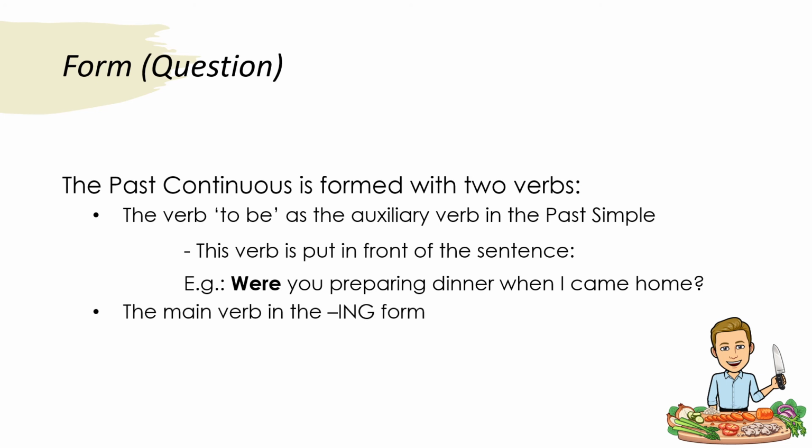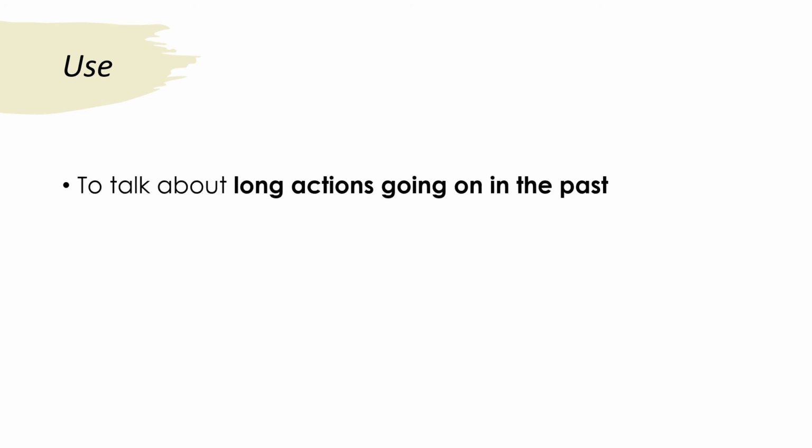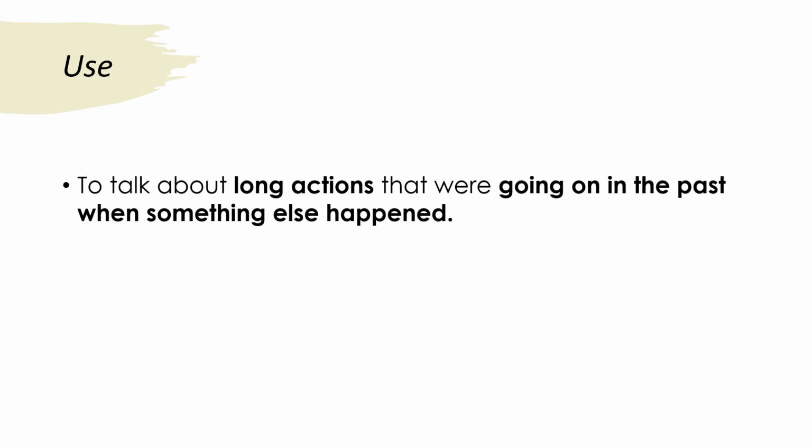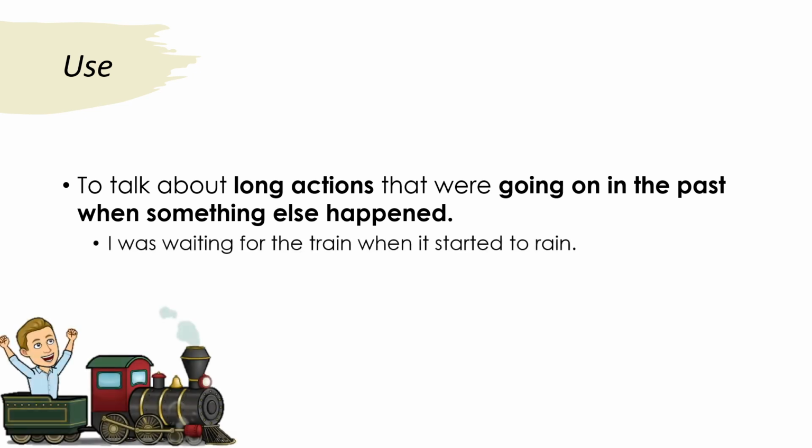Now that we know how to form a past continuous, it is also important to know when to use it. We have two reasons for this. To talk about long actions going on in the past. While I was doing homework, my father was cleaning the house. Or to talk about long actions that were going on in the past when something else happened. I was waiting for the train when it started to rain.